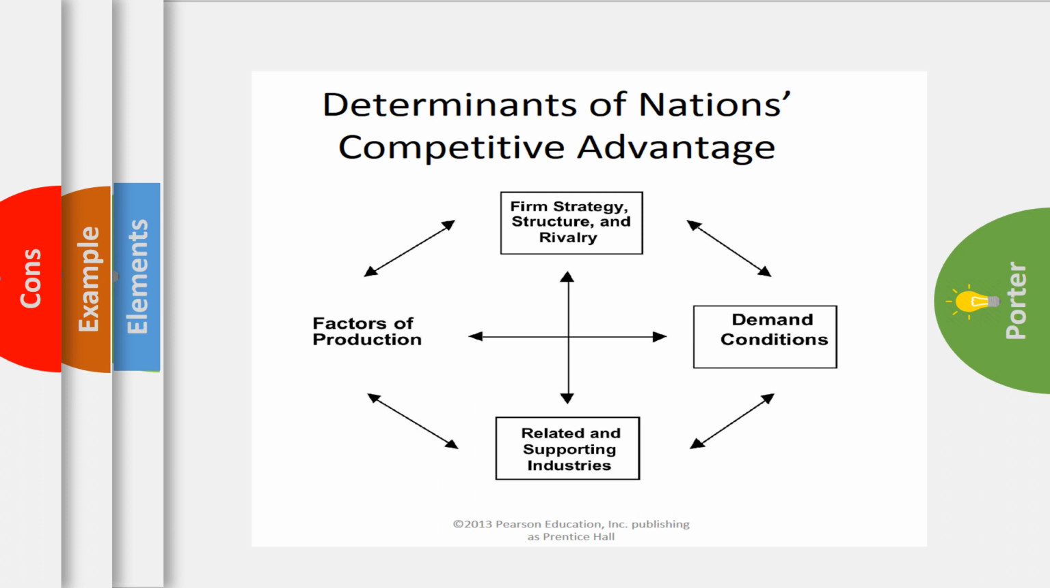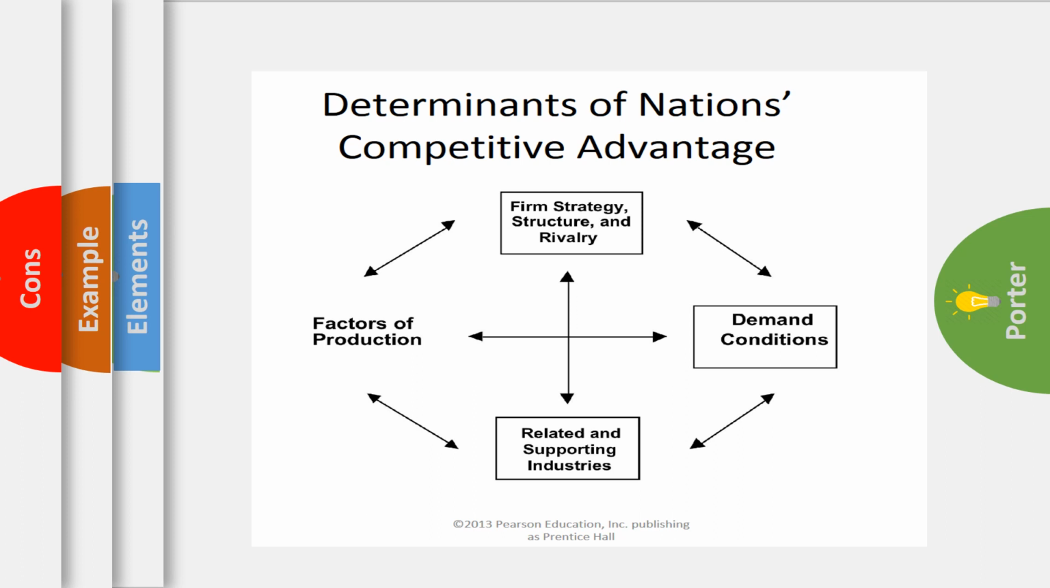So if we look at Porter's model, it really aims to answer two questions. Why does one country or region become more competitive for a certain industry than others? And Porter refers to this as the home base. As an example, Germany is the home base of car manufacturing.